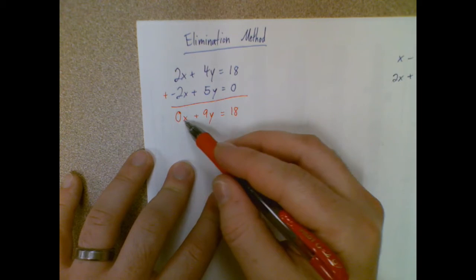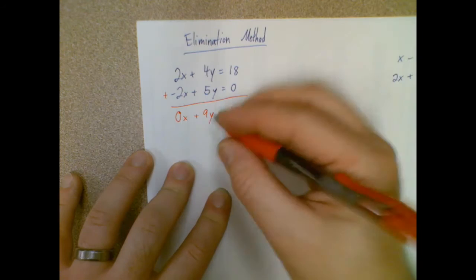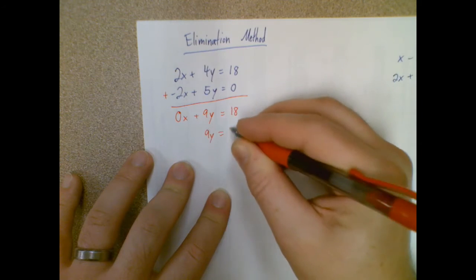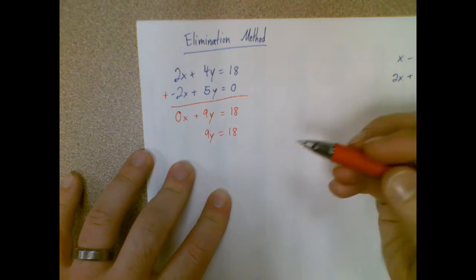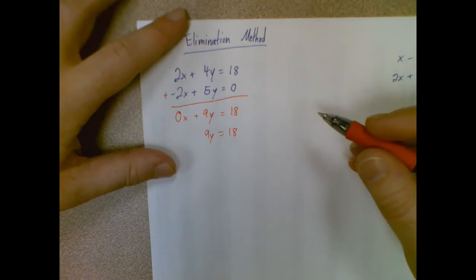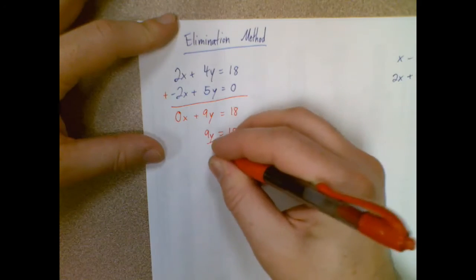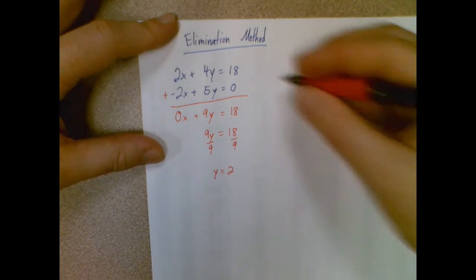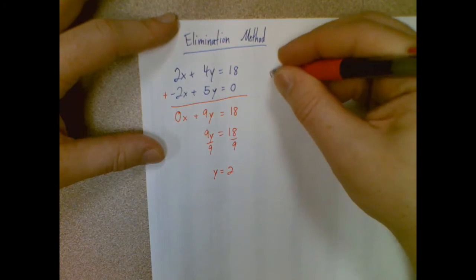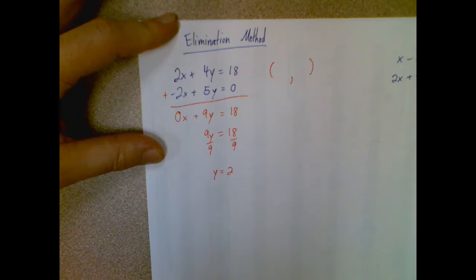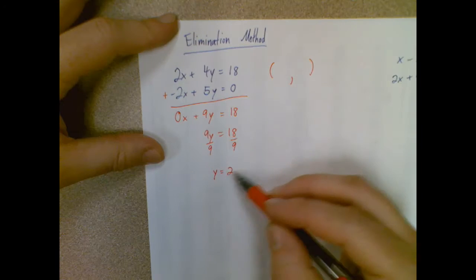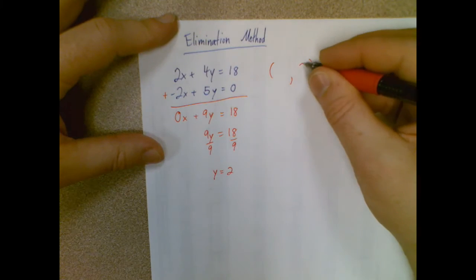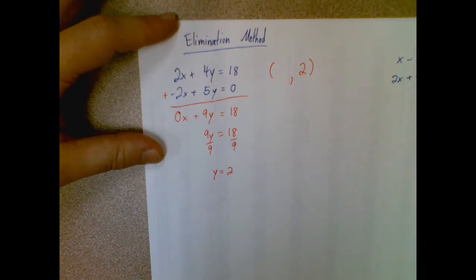So now 0 times x is 0. It effectively drops out. So I have my single one equation with one variable. I only have y's, so I'm going to go ahead and solve for that. I divide both sides by 9, and I get y equals 2. Remember with this, we are looking for an intersection point, so I need an x and a y to get the coordinates of that point. I have y equals 2, so I'm going to put that in my y slot of my point.